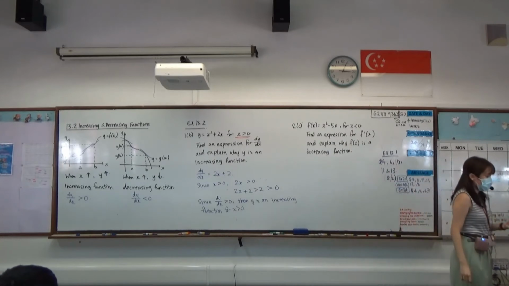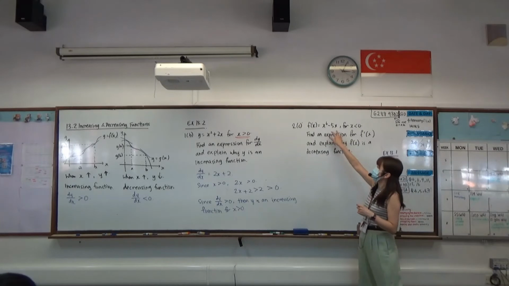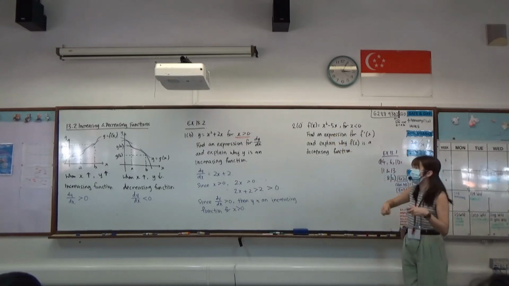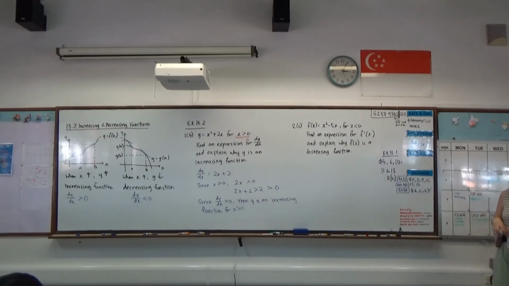Just give question 2c a try. Try to prove that x to the power 6 minus 5x is a decreasing function, using a similar method that I did in 1b. I'll give you maybe about 3 minutes.